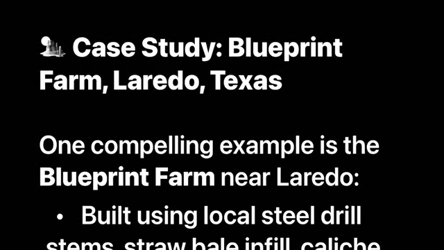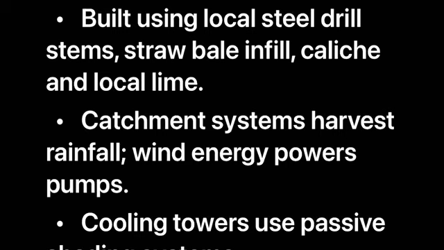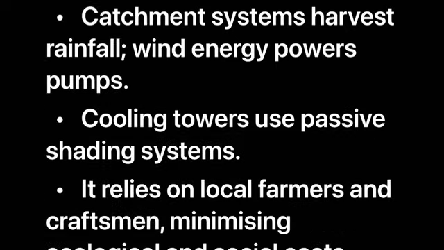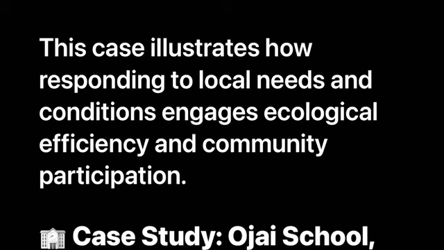Case study: Blueprint Farm, Laredo, Texas. One compelling example is the Blueprint Farm near Laredo, built using local steel drill stems, straw bale infill, caliche, and local lime. Catchment systems harvest rainfall. Wind energy powers pumps. Cooling towers use passive shading systems. It relies on local farmers and craftsmen, minimizing ecological and social costs while enriching the local economy. This case illustrates how responding to local needs and conditions engages ecological efficiency and community participation.